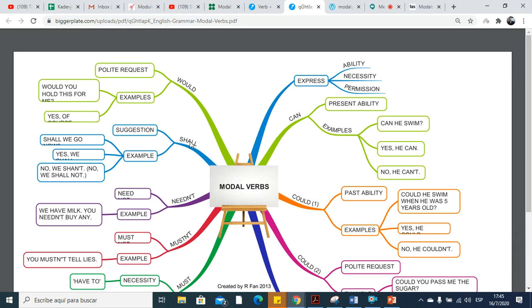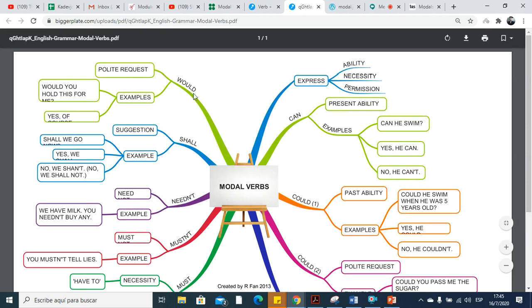Then we have shall. The thing with shall is that I don't like to cover that. I'm going to explain it just for you guys to know that it exists. Oh, something that I skipped, I'm sorry about that: the things on the left side express either ability, necessity, or permission, like you see in here.